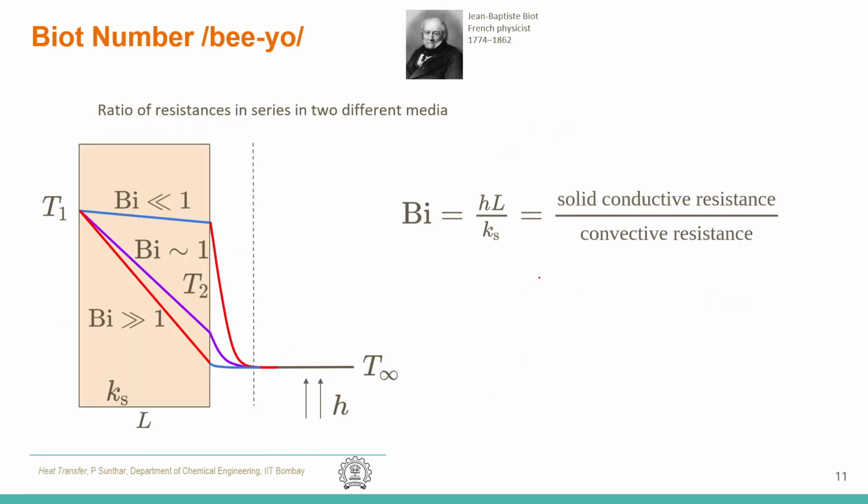Then this is the Biot number. We already covered this in the lumped capacitance or the transient analysis that we were studying. So it is the ratio of resistances in series in two different media. That is, if you have a solid object that has been dipped in a fluid of some constant temperature, then for that system you can define this Biot number as the solid conductive resistance upon convective resistance.